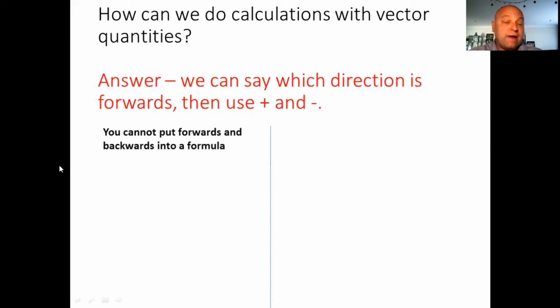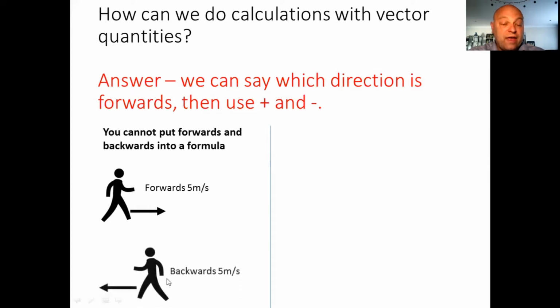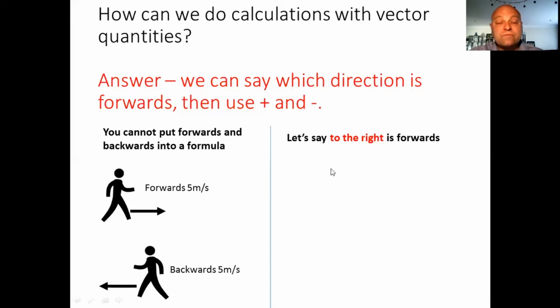You cannot put forwards and backwards into a formula. So this is forwards, someone walking forwards. We can't put the forwards into the formula. Here's someone walking backwards. We can't put backwards in. So these are no good. We can't do that. So the way we do it is we say to the right is forwards. So this way is forwards.